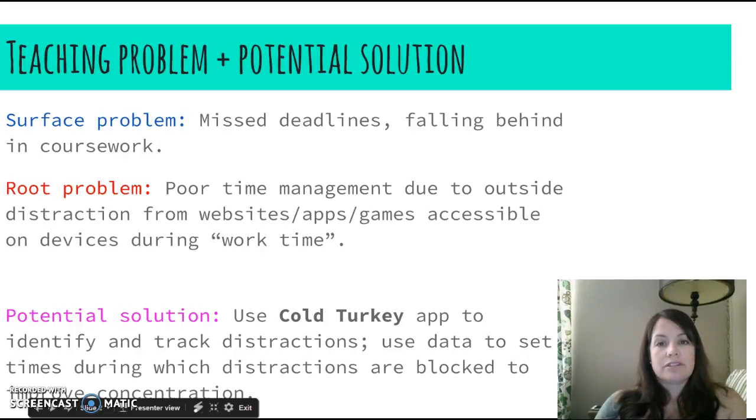A potential solution that I identified is using an application called Cold Turkey, and it identifies and tracks the distractions on your computer in the form of websites. It uses the data and then you can set times during which those websites will be blocked, hopefully improving your concentration.